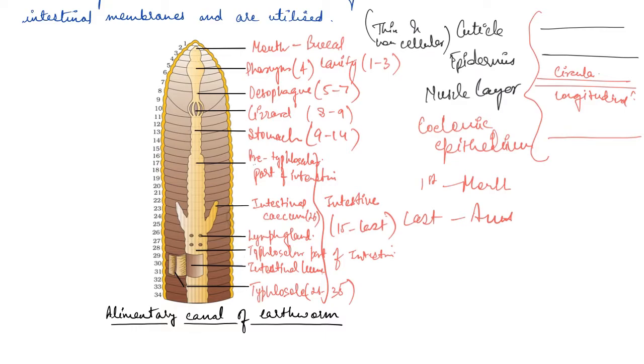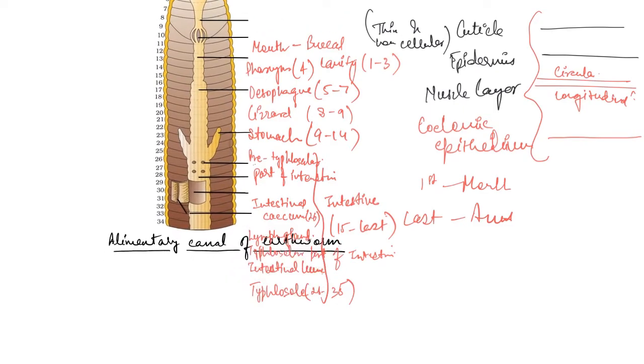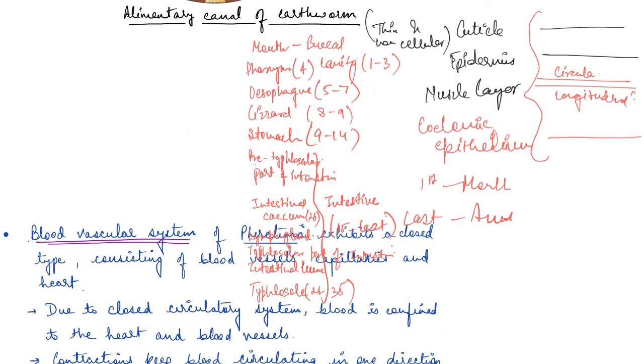Now ingested organic-rich soil, which is ingested through the mouth, is passed through the digestive tract, where digestive enzymes break down the complex food inside the soil into smaller absorbable units. These smaller, simpler molecules are absorbed through the intestinal membranes and are utilized by the body, right? So this is all about the alimentary canal. Now, next is the blood vascular system.